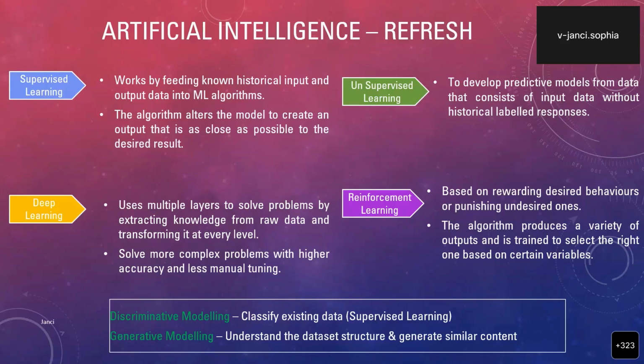And when you talk about deep learning, as we discussed in the first slide, it uses multiple layers to solve multiple problems. It can extract the knowledge from the data and transform it at every level. It will go deeper and deeper and deeper. So that's why it is able to solve much more complex problems with really high accuracy and lesser manual tuning. So that's the power of deep learning.